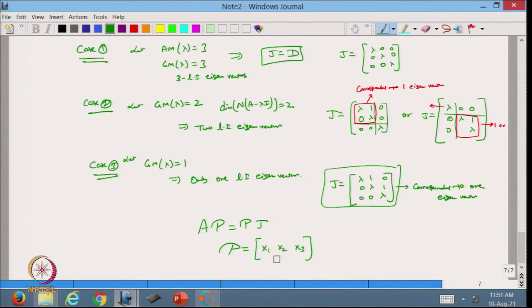Now, you see that in this case, if I take case 1, then this x1, x2, x3 will be linearly independent, no problem. If you take case 2, in this case I am able to get only 2 linearly independent eigenvectors. So, suppose these are the eigenvectors, this and this, and the x3 I will find from a method.